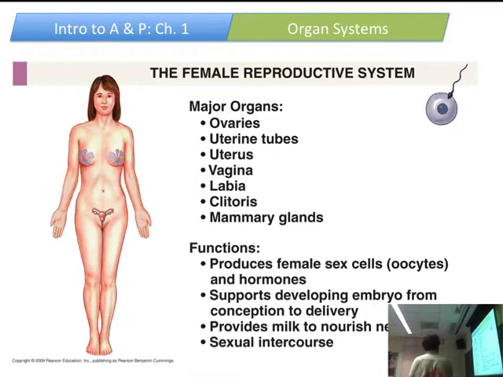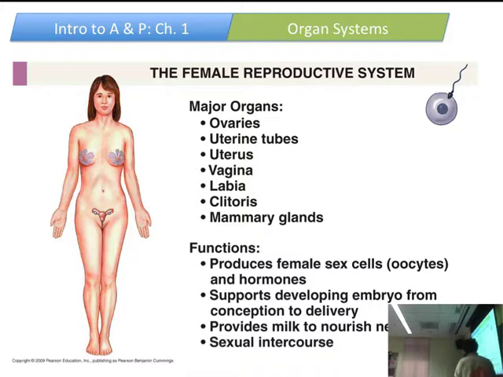of the ovaries, the uterine tubes, the uterus, vagina, maybe a clitoris, and the mammary glands. So the female reproductive system produces the germ cells for the female. These are the oocytes. This happens in the ovaries. And the associated androgenic hormones, estrogen.